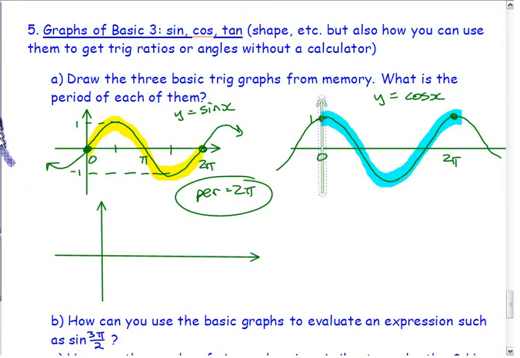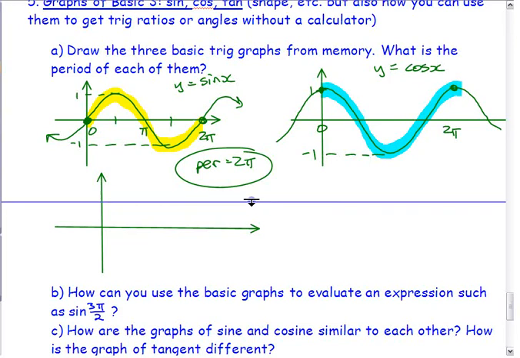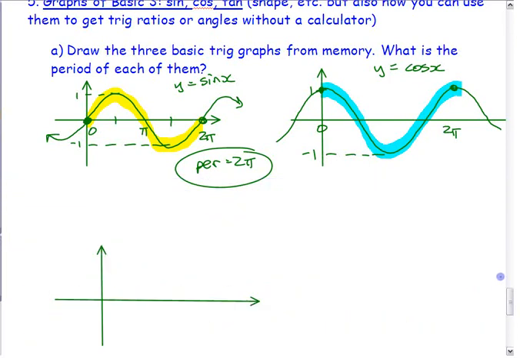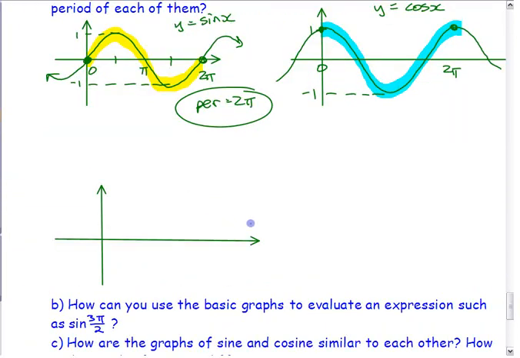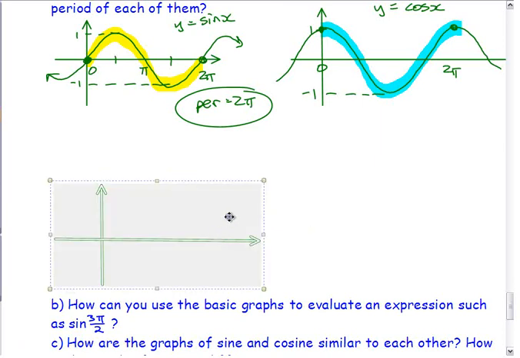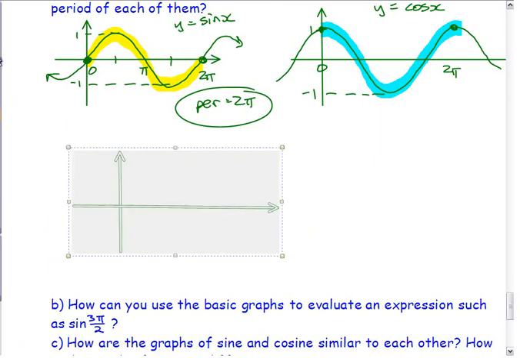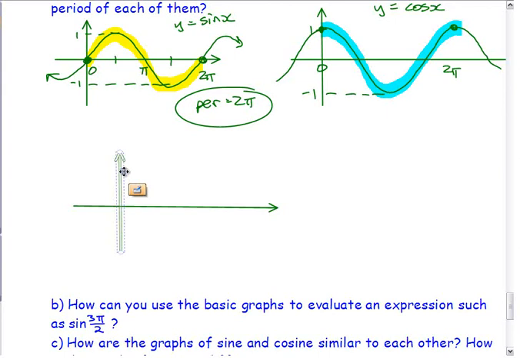They both have a max of 1 and a min of negative 1. Right? The range is between 1 and negative 1. Tangent, on the other hand, we are going to need some more space for this, because this one goes above 1 and below negative 1. Not that we're going to keep the scale the same, but we'll extend this a bit here.